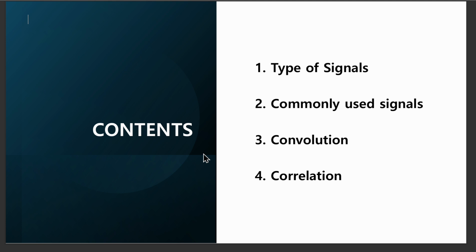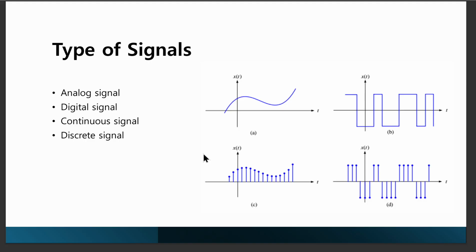The table of contents will proceed in the following order: type of signals, commonly used signals, convolution, and correlation. First, I will explain the type of signals. Signals can be categorized as analog, digital, continuous, and discrete.